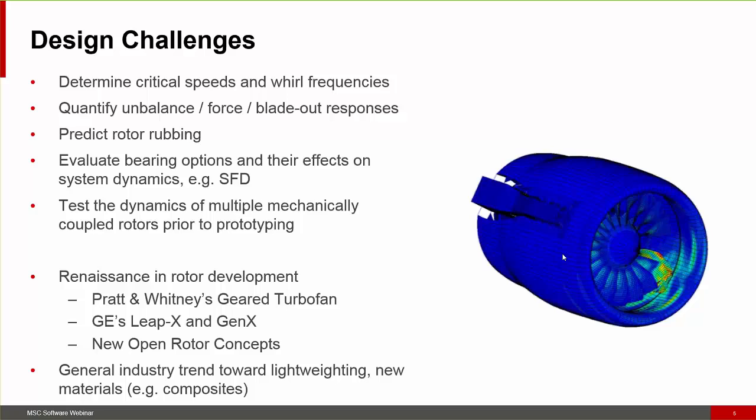What we see here to the right is actually a blade out event. That's not what we're talking about in rotordynamics. I guess that would be more of an explicit event on the right, but I thought I'd throw that slide in there anyway for visualization. Designers care about rubbing, of course, that is, will the rotor rub within the stator somewhere.